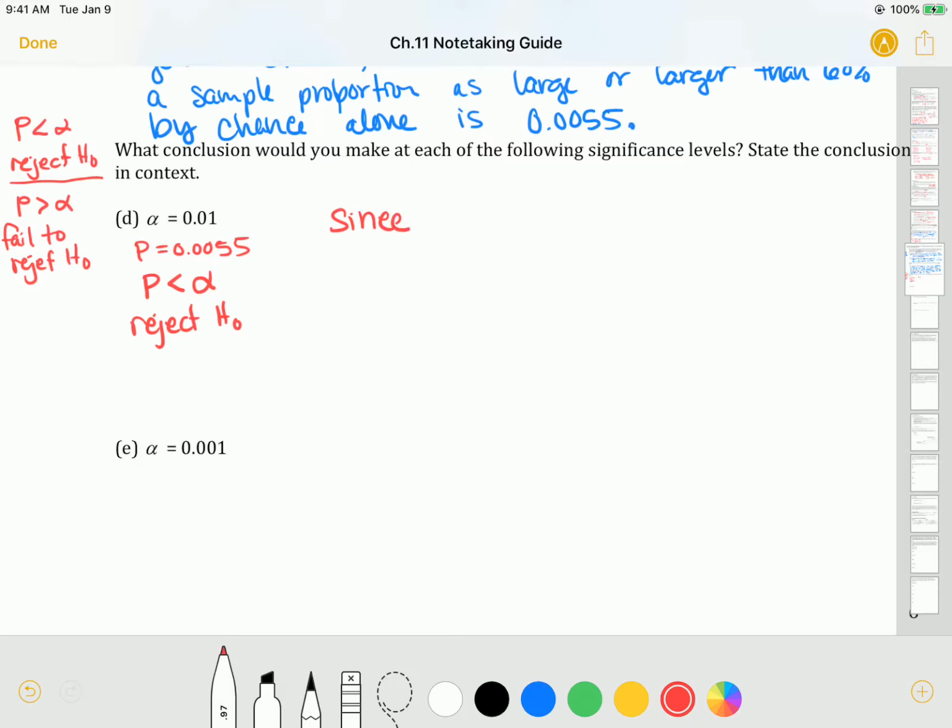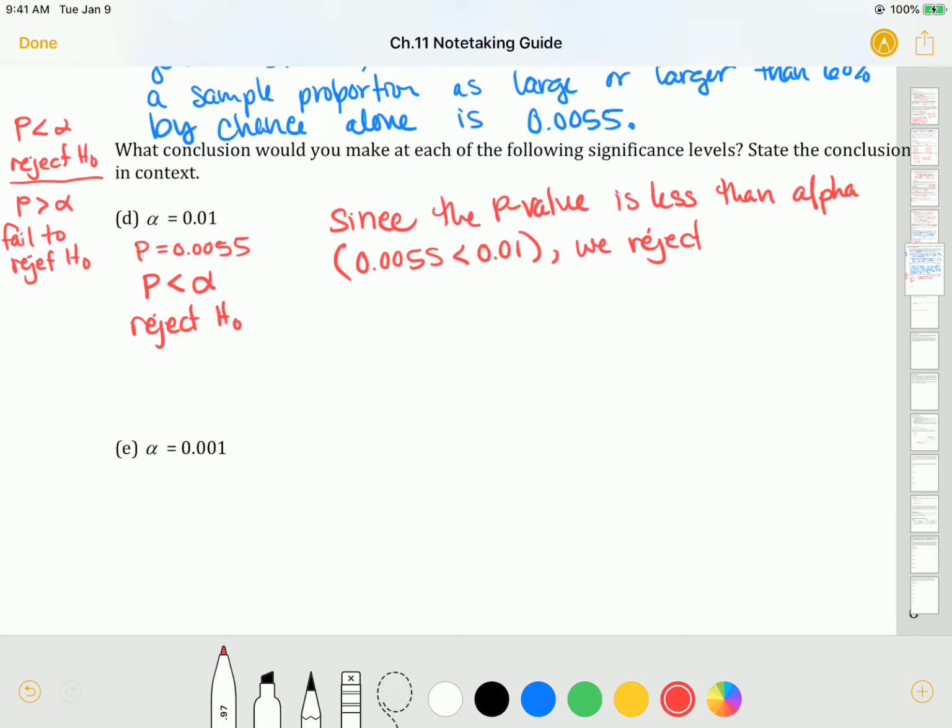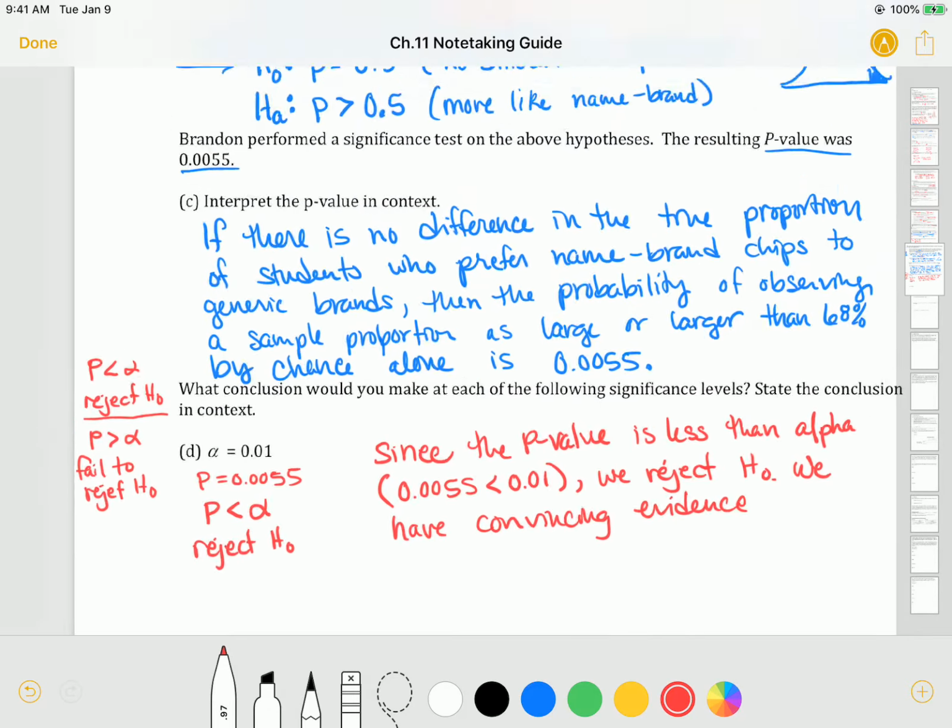So we're going to say, since the p-value is less than alpha, and then we're going to be specific and give those values. So 0.0055 is less than 0.01. And then our conclusion, we reject H0. Period. And then our linkage, we have convincing evidence in favor of HA. Okay, so what is HA?